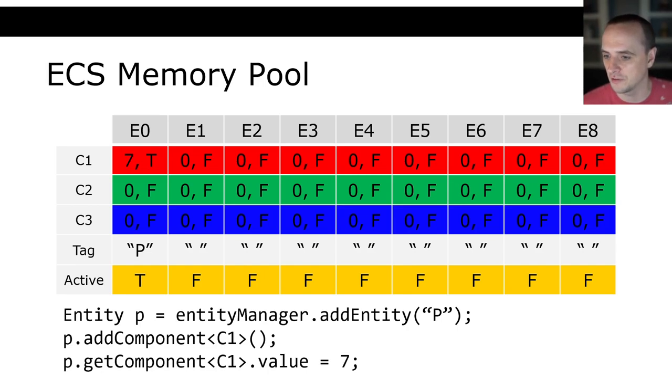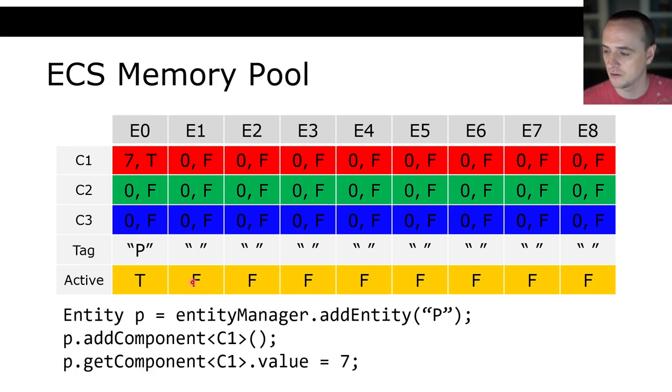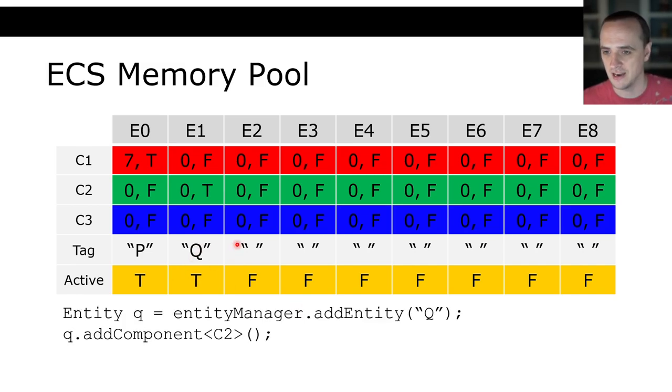So I've added the component now. Now let's give it some sort of value. So P's C1 component, I changed the value to 7. And so now here's what the memory pool looks like. There's a C1, it exists, it has a value of 7, that entity has a tag of P, and active has a value of true. Now, let's add another entity, right? So my memory pool scans left to right, it sees there's a T here in entity 0, so I can't put it there, but there's an F in entity 1. Right? So I can put my new entity there and it gives it a value of Q for the tag. Now I'm going to add a C2 component and I'm going to give that a value of 3.